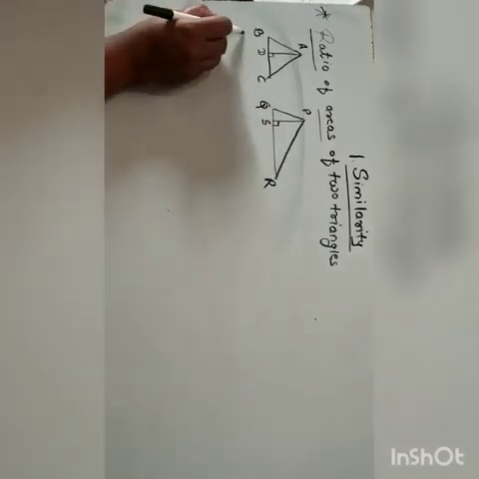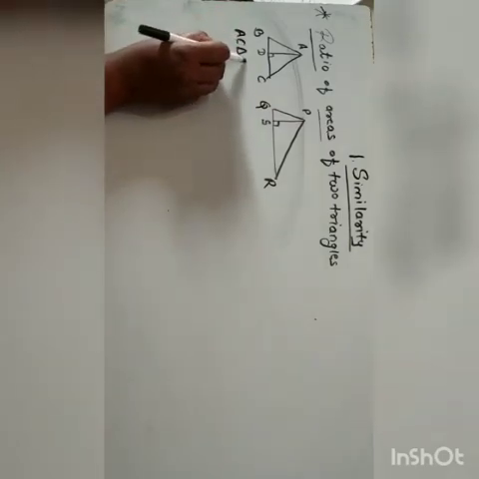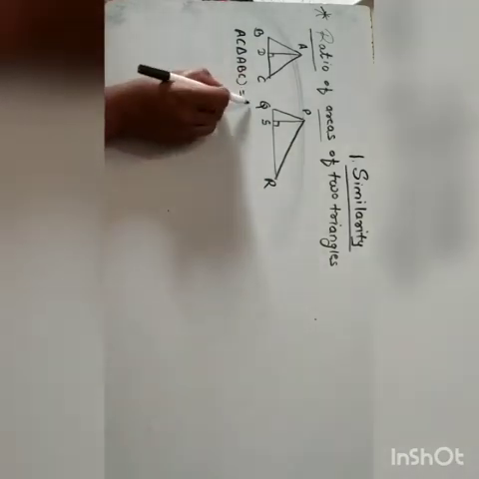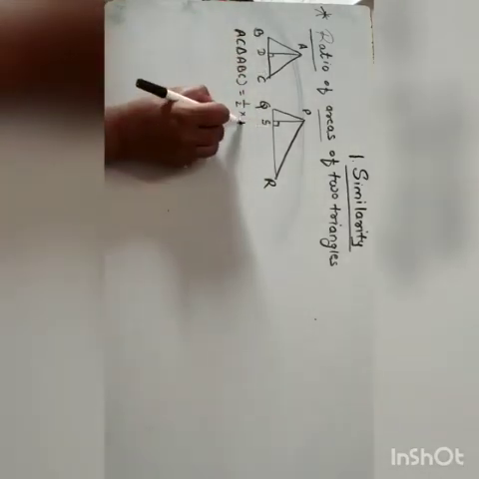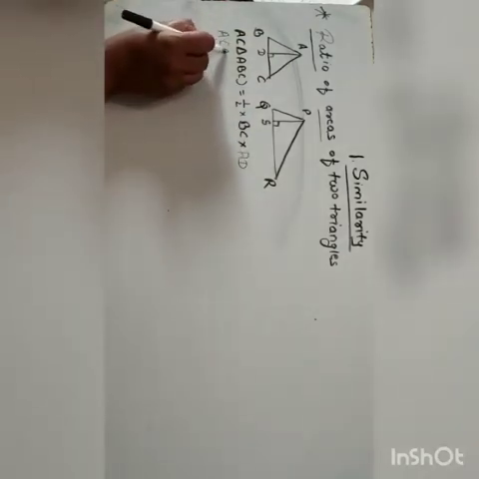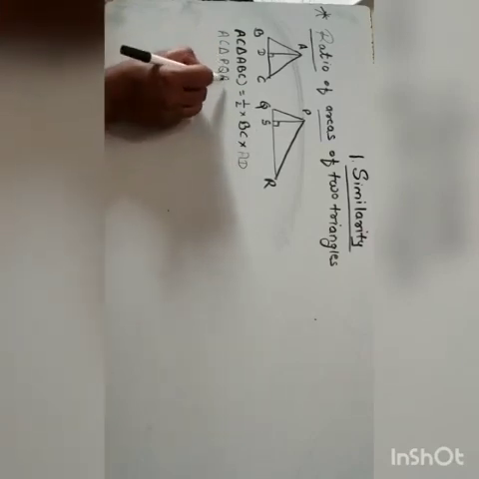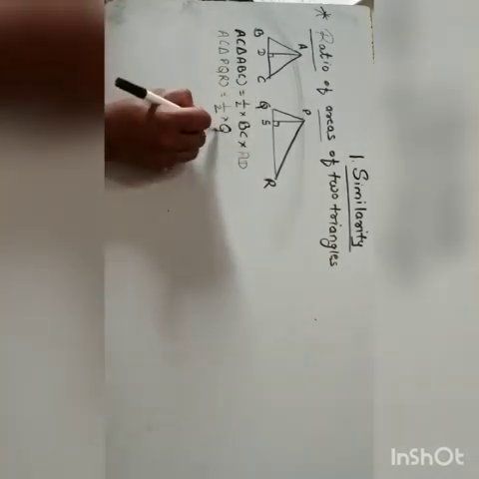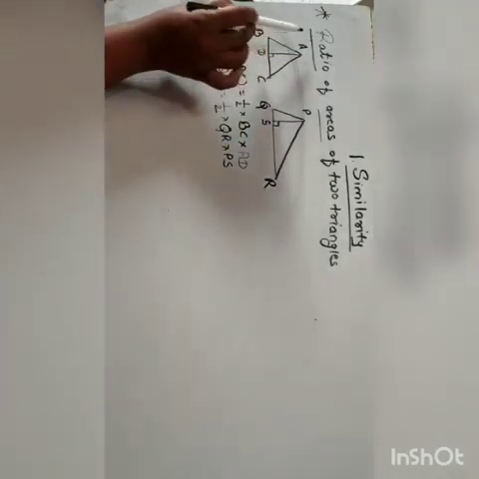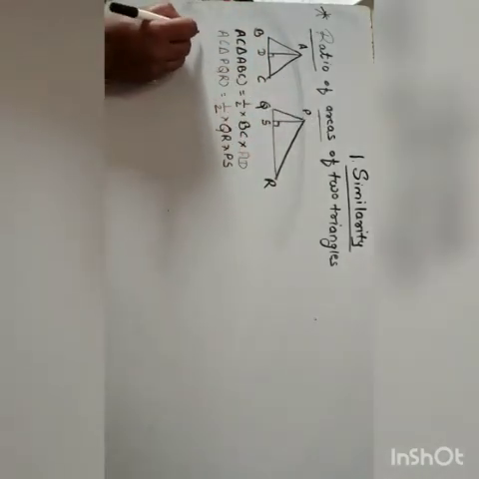Now we will find out the area of triangle ABC. What is the area of triangle ABC? It is 1/2 into base. What is the base of this triangle? BC, and its height is AD. In the same way we find the area of triangle PQR: 1/2 into base QR and its height PS. Now what we have to find out is the ratio of the areas, so we have to take their ratio.